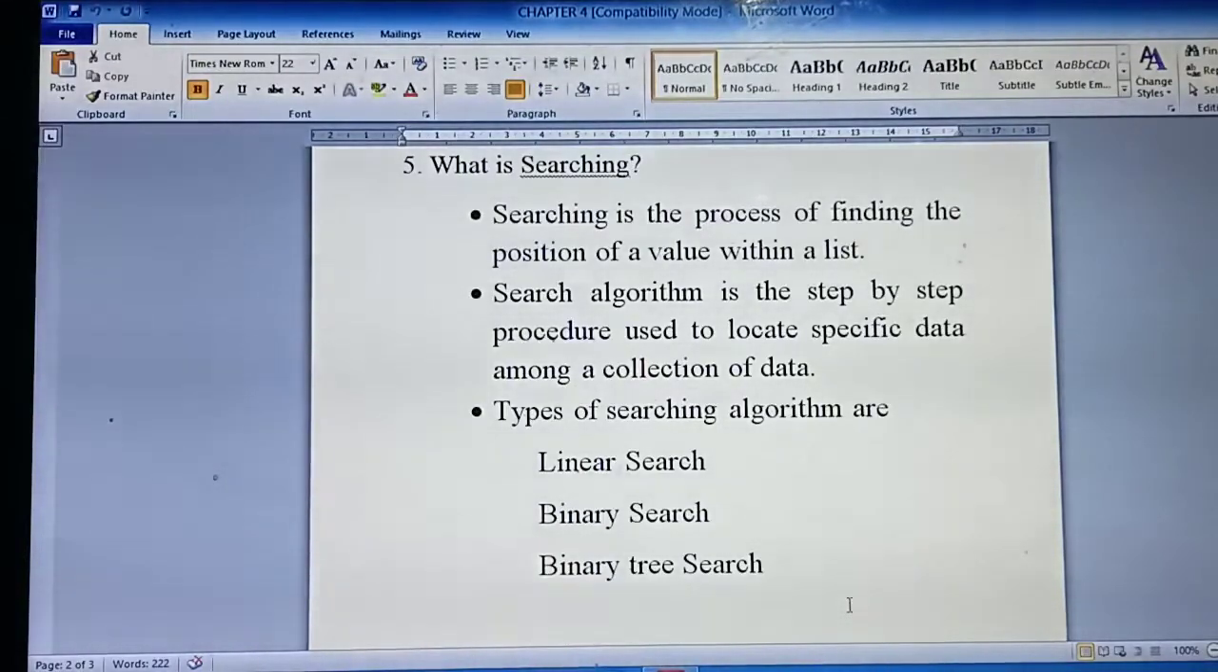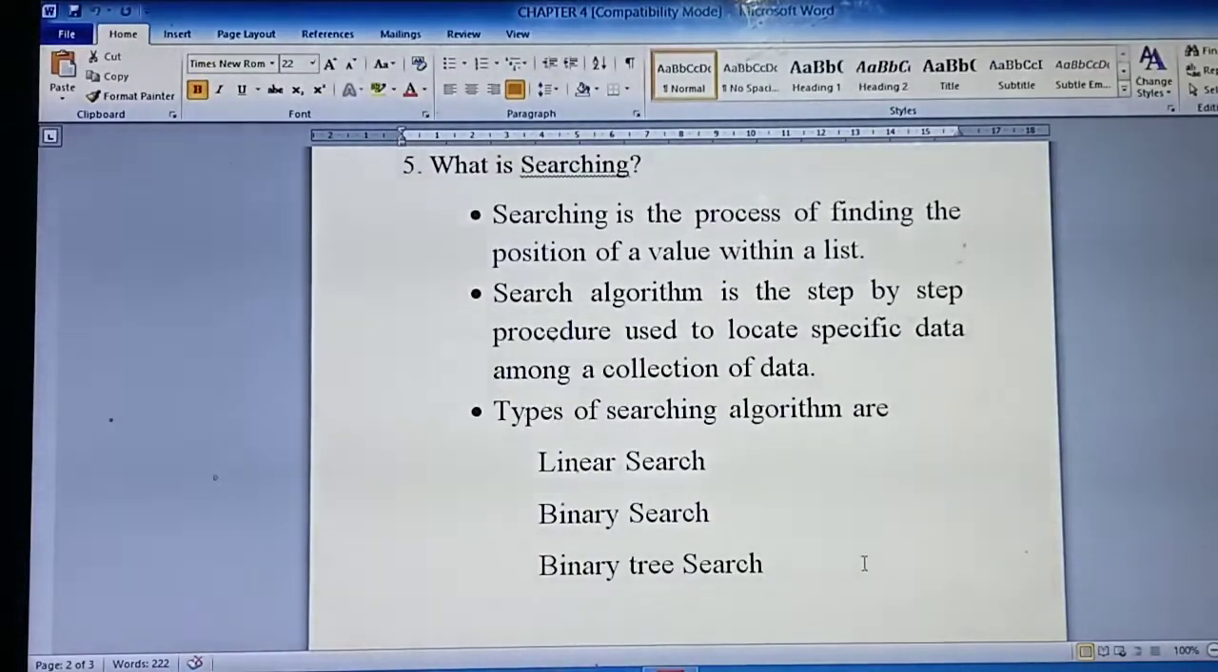So searching is the process of finding the position of a value within a list. Search algorithm is a step-by-step procedure used to locate specific data among a collection of data. So types of searching algorithm are linear search, binary search and binary tree search. Okay. Completed?